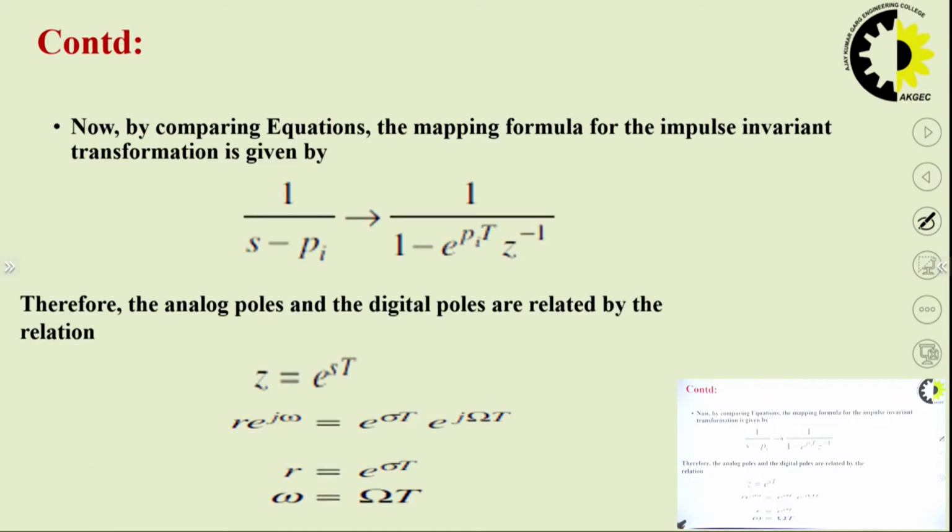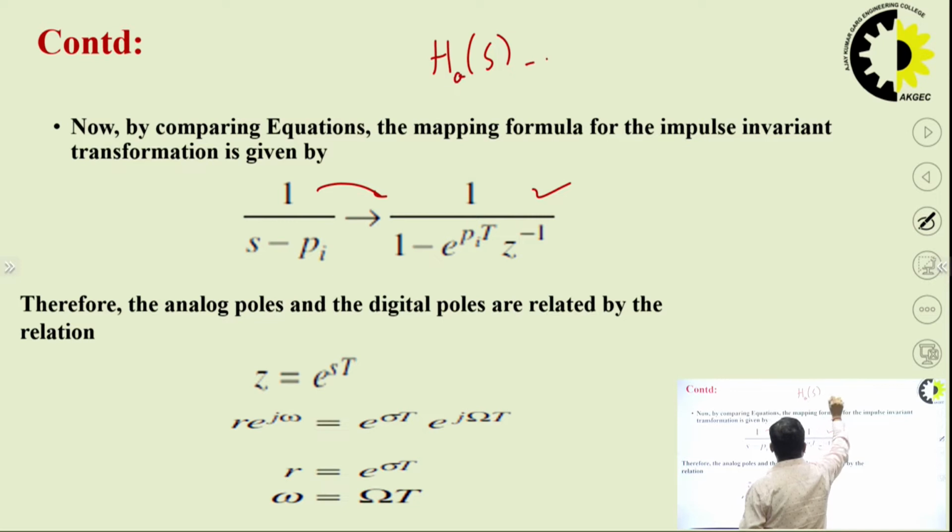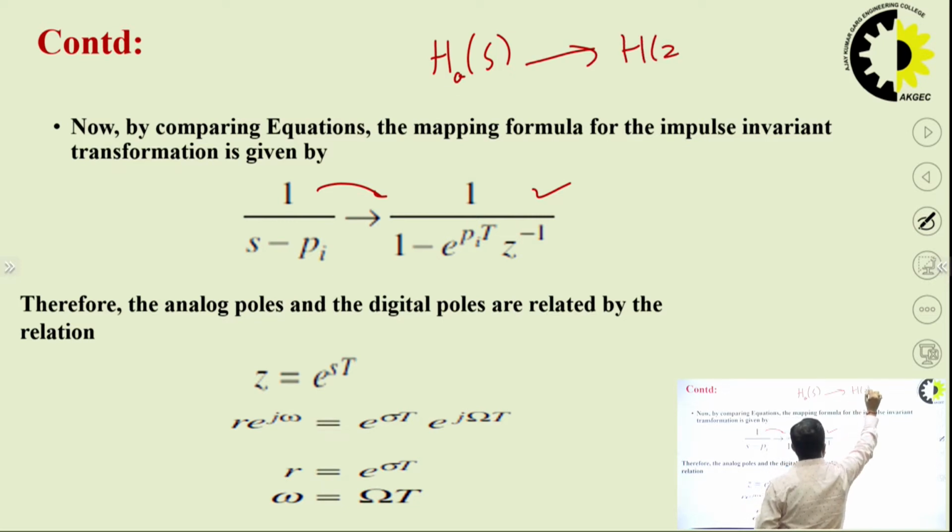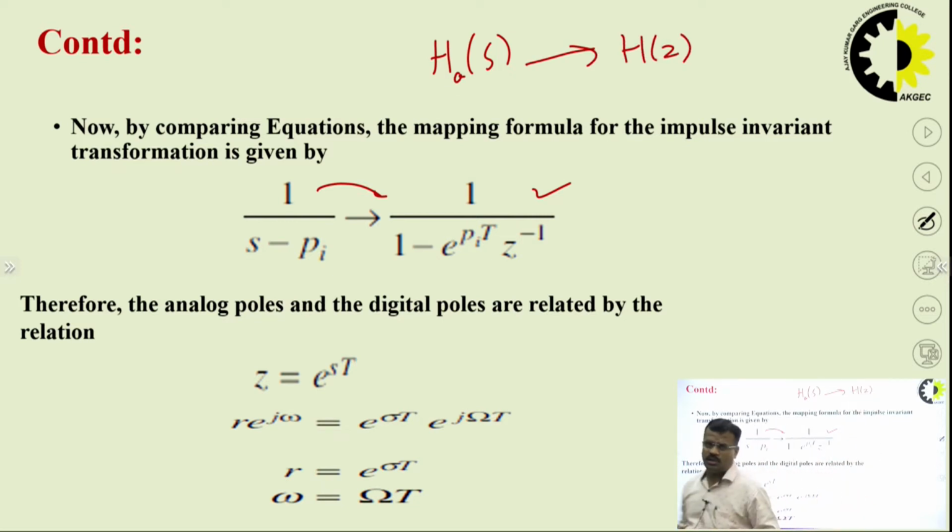So if you compare, then you will find what? I am preparing the equivalent of 1 upon s minus p_i into this form, 1 upon 1 minus e to the power p_i T z to the power minus 1. So, in this way we can convert, we can transform, we can map H of s into H of z. You can map your H(s) into H(z) by using these simple 3 methods.